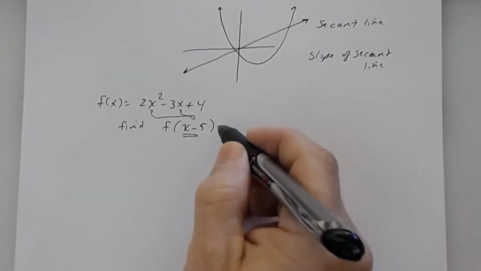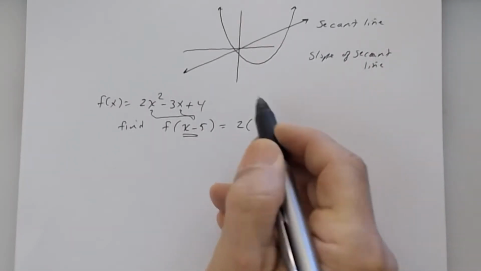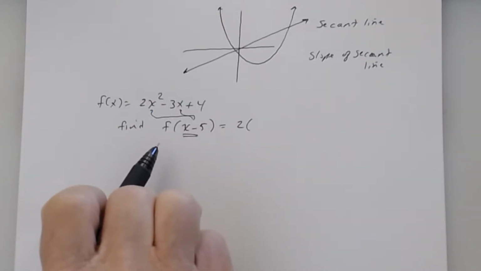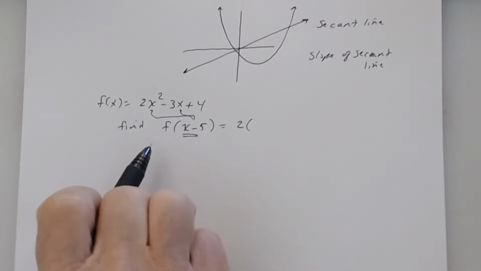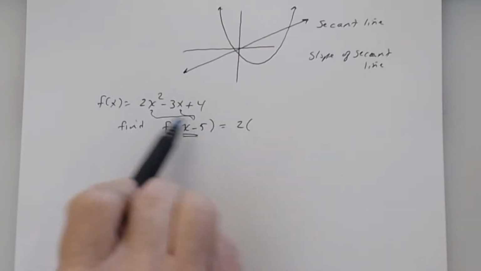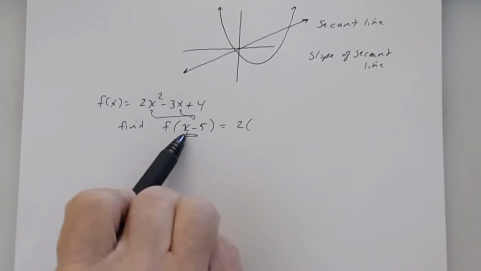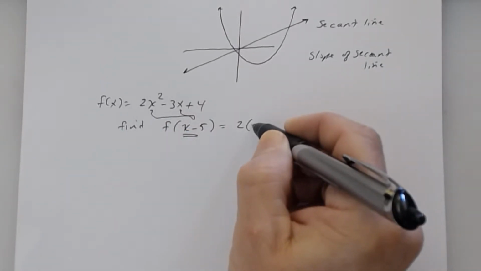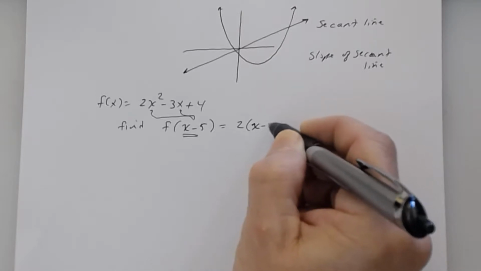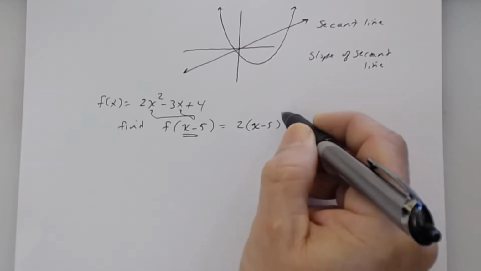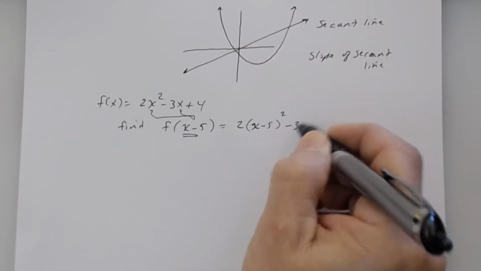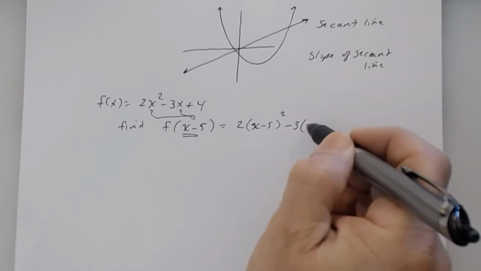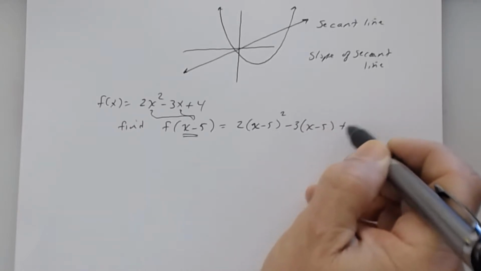So f of x minus 5 then becomes 2 times, so remember f of x was this. F of x minus 5 is going to be a different function. So instead of being 2x squared, it's going to be 2 times, and what am I replacing x with? X minus 5, and what must I do to x minus 5? Square it. Minus 3 times x, where x becomes x minus 5, and then plus 4.